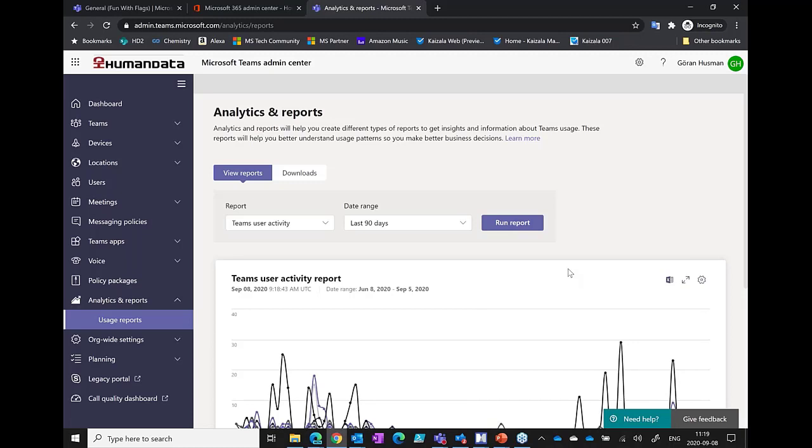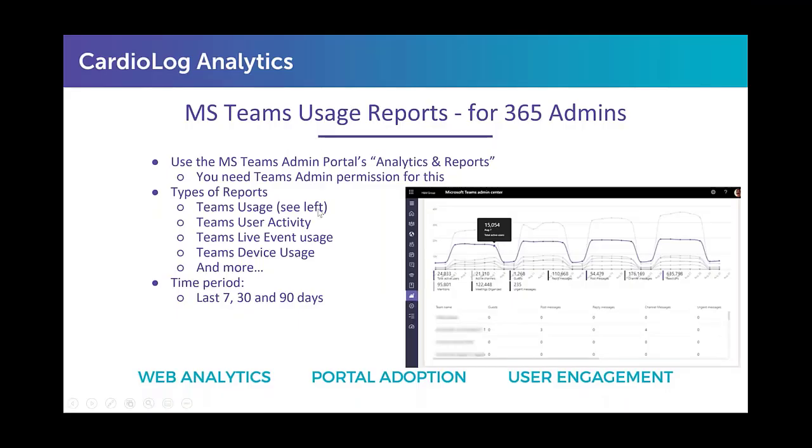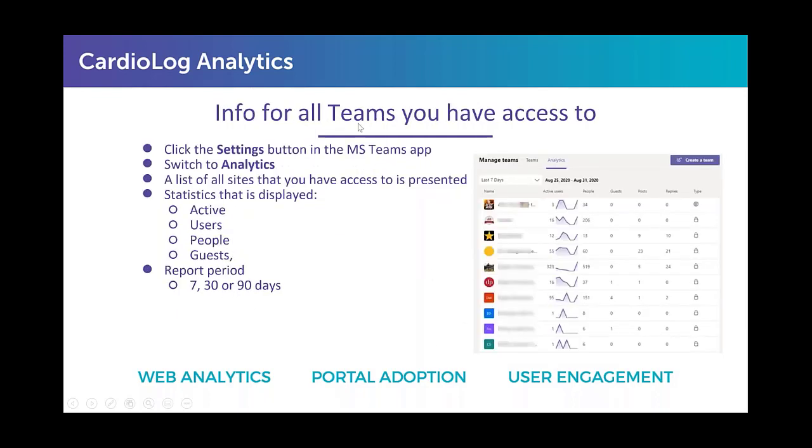So what do you do if you're not one of these rather few 365 admins, and you want to find out about your teams, or at least the teams you're a member of? So I'm going back to my slide. This is a summary just for you, so you don't have to take notes. For the teams that you have access to, not necessarily owning, but have access to, you can find out a lot of information as well. I'm going to show you that as well.